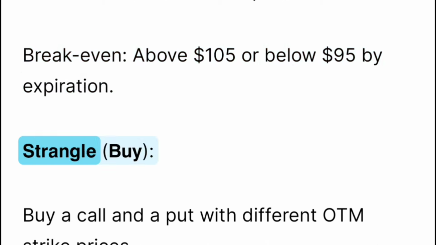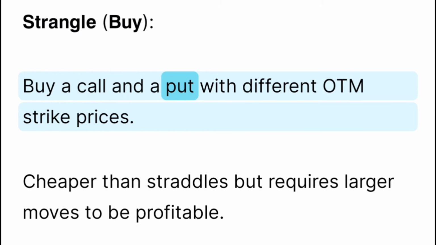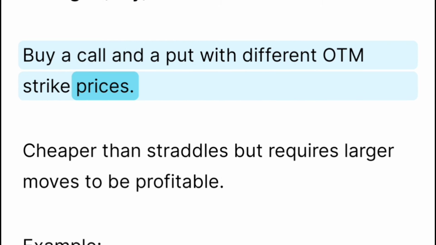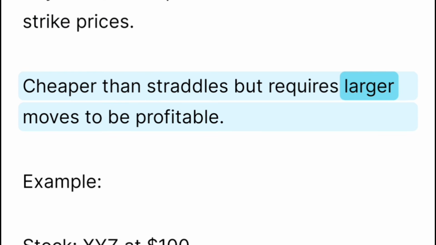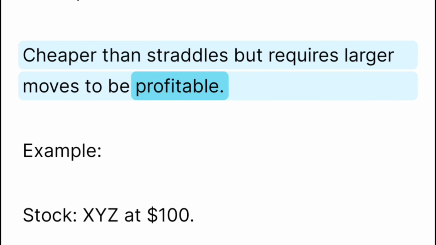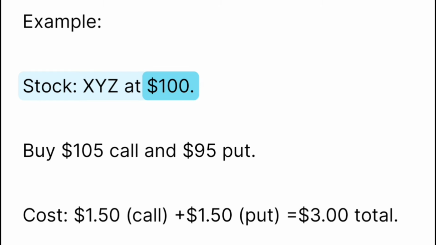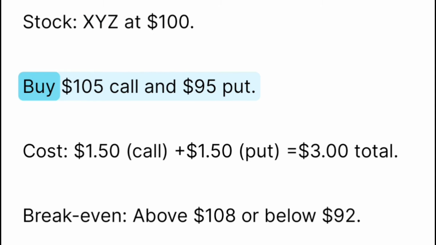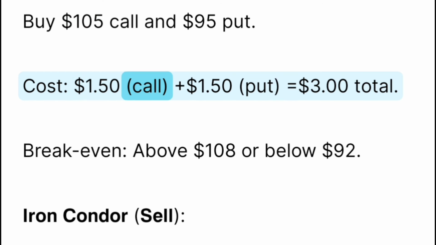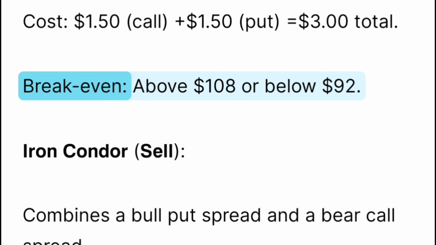Strangle, buy: buy a call and a put with different OTM strike prices. Cheaper than straddles but requires larger moves to be profitable. Example: stock XYZ at $100. Buy a $105 call and $95 put. Cost: call $1.50, put $1.50, total $3. Break even above $108 or below $92.